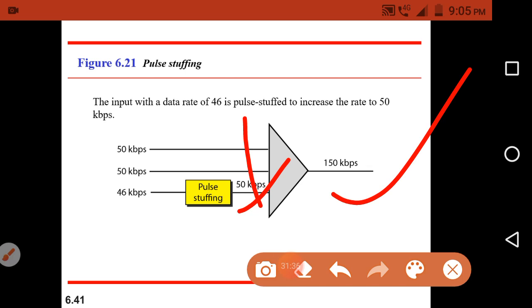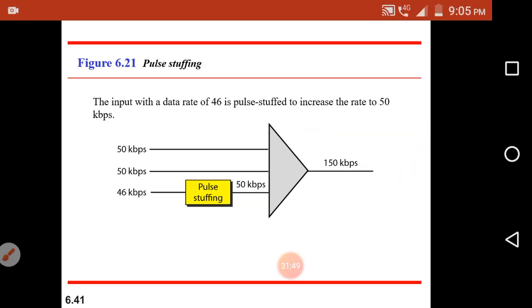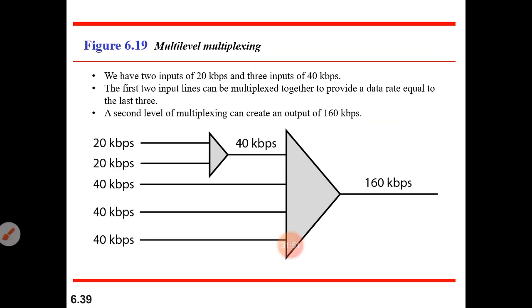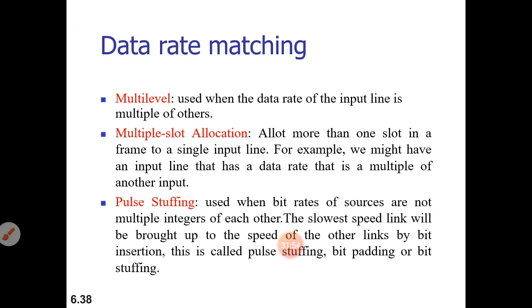Pulse stuffing means you need to increase the lowest data rate so that it is equal to the remaining data rates of the links. That is what we call pulse stuffing. So these are the techniques we use to match the data rates of the links.